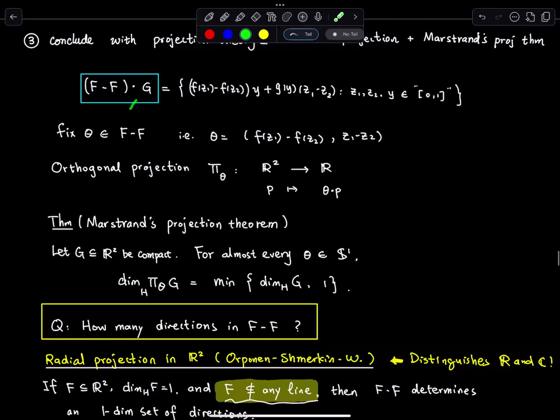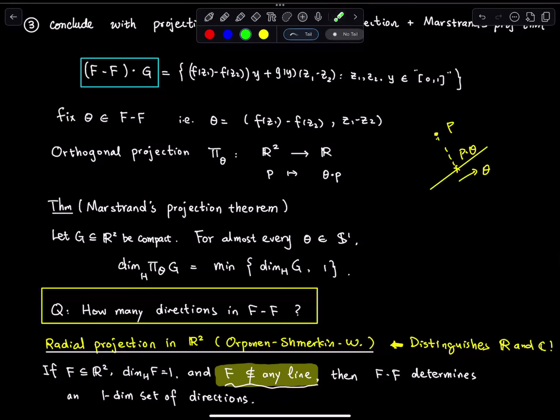And then, how do we think about this sum-product configuration? First of all, F minus F is just a set in R2. We can fix a point, or in other words, a vector in R2. So this theta is just (F(z1) minus F(z2)) over (z1 minus z2). For any vector, we can define the orthogonal projection pi theta from R2 to R, given by any point P mapping to theta dot product P. So let's say this is the direction theta, and then any P here maps to this point, P dot product with theta.